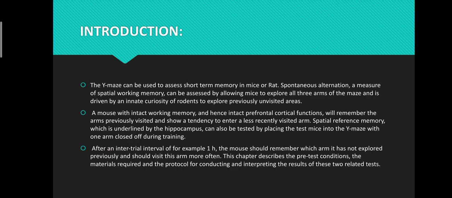It is about spatial reference memory, which is underlined by the hippocampus and can be tested by placing the test mice into the Y maze. For example, under intertrial, the mouse should remember which arm it has not explored previously and go there more often, and so on.